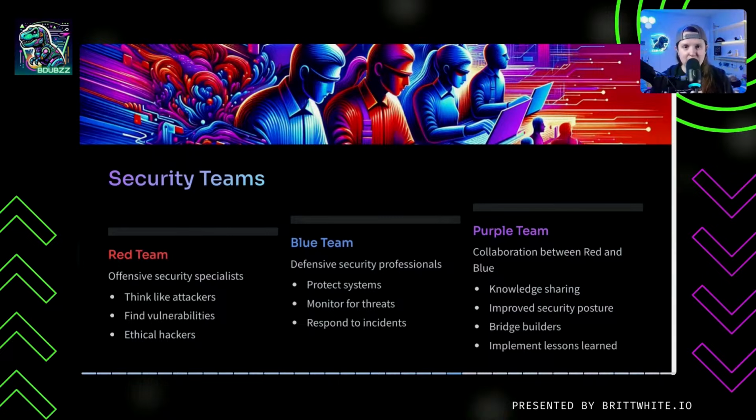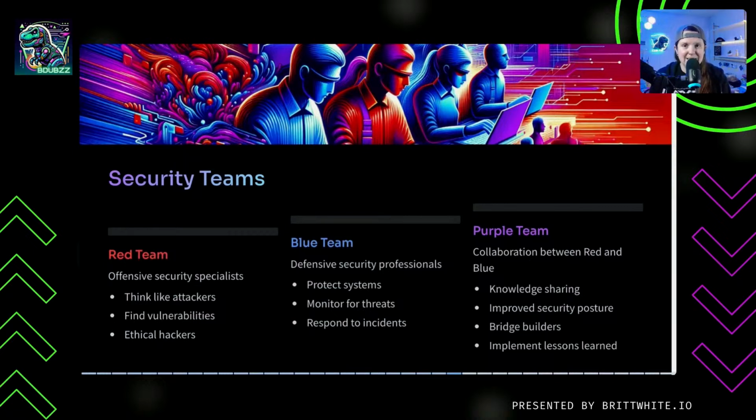These security professionals protect and monitor our systems day to day, implementing security controls, monitoring for threats, and responding to potential incidents. The purple team is our bridge builders. They help the red and blue teams work together more effectively, ensuring that lessons learned from red team exercises are properly understood and implemented by the blue team, creating a stronger overall security posture.